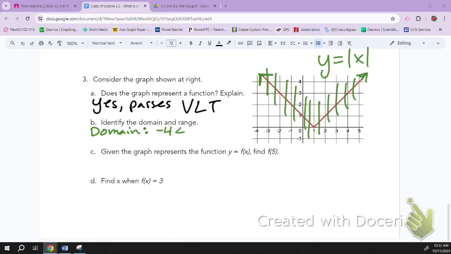You had -4 to +5. Did anyone else have that? Put like a Y right there. Yeah, we don't want y because domain is x. We will use y for the range. What's the smallest y value here? 0. So I'm just going to say y is greater than or equal to 0. Y is greater than or equal to 0 because it's going on forever.